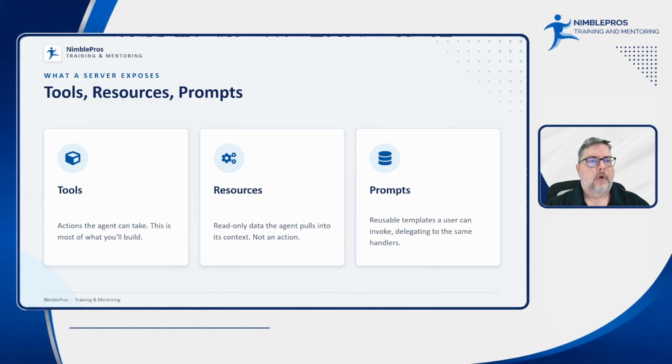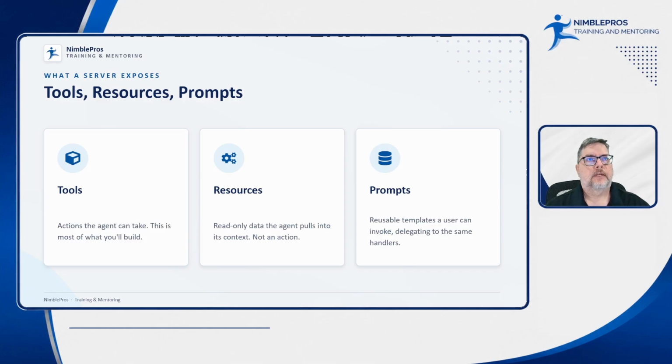So a little bit about what an MCP server provides. There are really three things that it provides. The first thing is tools. Those are the actions that the AI agent can take. Those are the commands that it can issue to the MCP server. It says, okay, I want to do this, give me this.